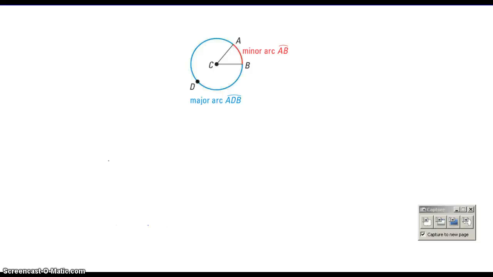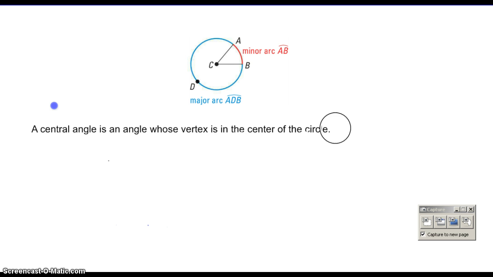All right, this video goes into section 10.2 in the book. We're talking about central angles and minor and major arcs. So let's first talk about what a central angle is. A central angle is an angle whose vertex is in the center of a circle.